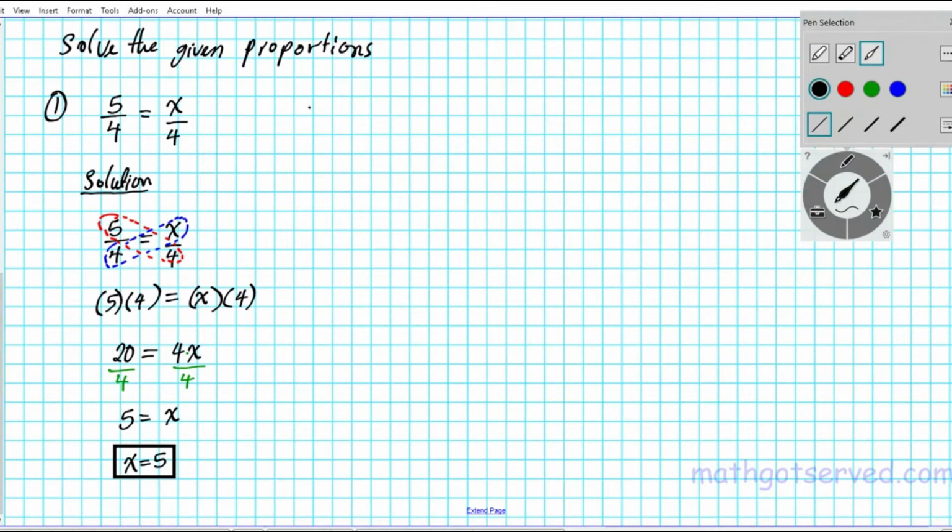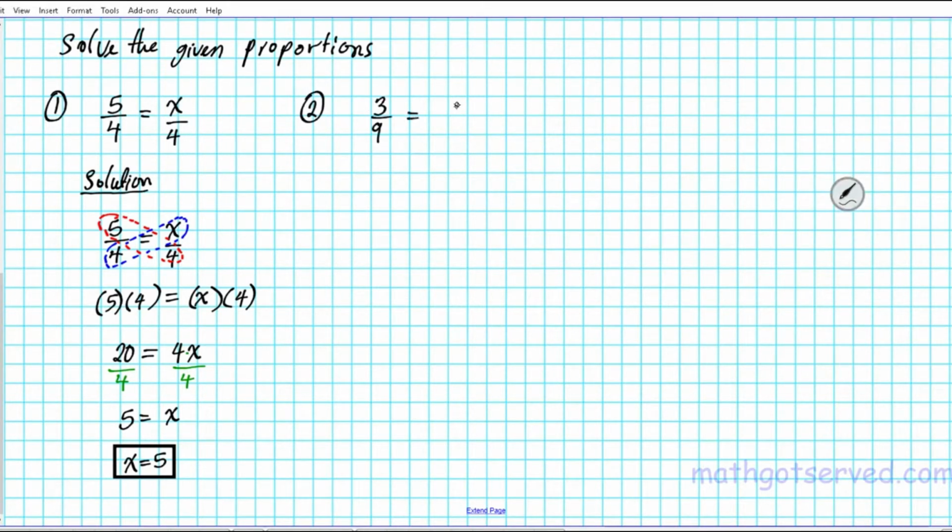Alright, let's take a look at question 2. For question 2, let's say we have the proportion given by 3 over 9 is equal to 2 over n plus 3. We're going to solve this using the star method again. Let's go ahead and write the problem. We have 3 over 9 is equal to 2 over n plus 3.